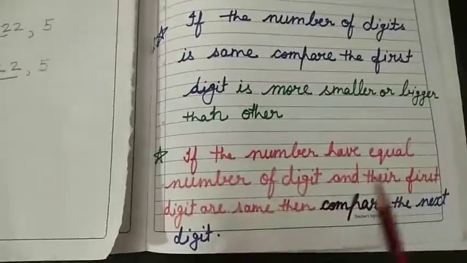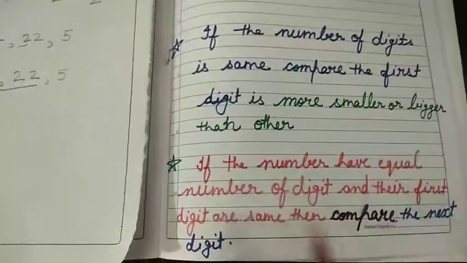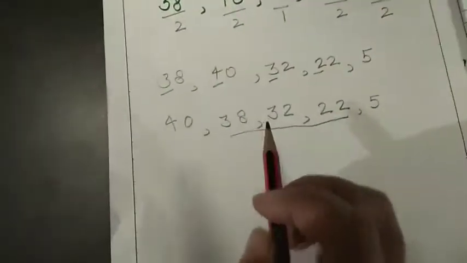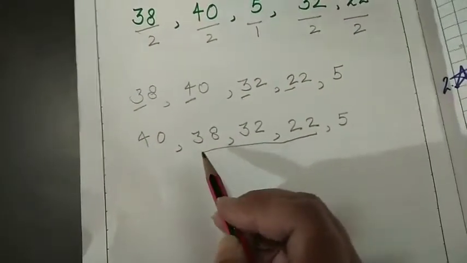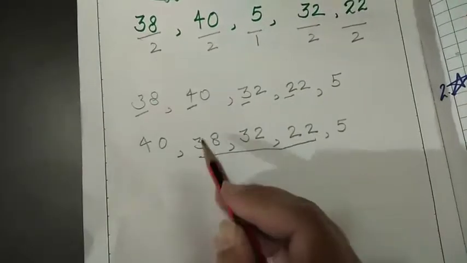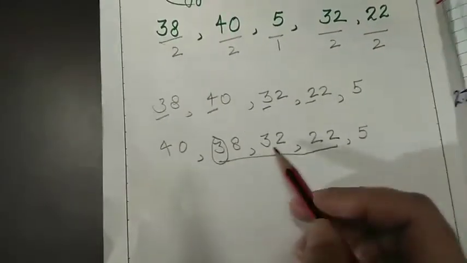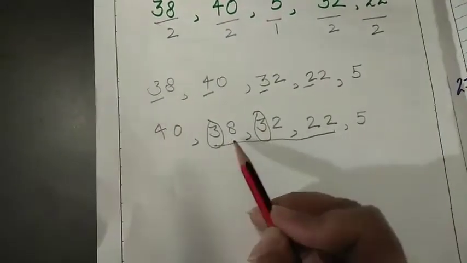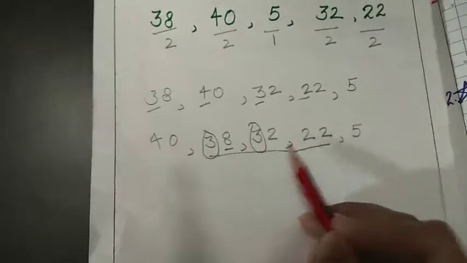But what is the third rule? If the numbers have an equal number of digits and their first digit is the same, then compare the next digit. Now which numbers have the same first digit? 38, 32 and this 22 also. Okay, so which is smaller? How to compare? Compare their next digit, 8 and 2.